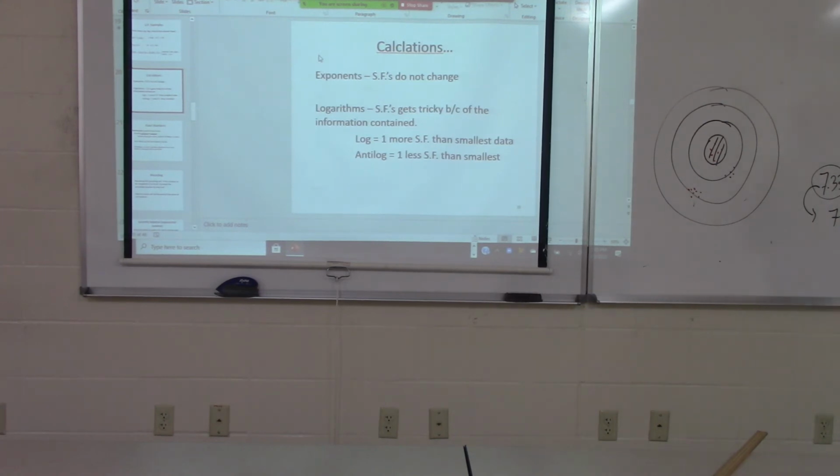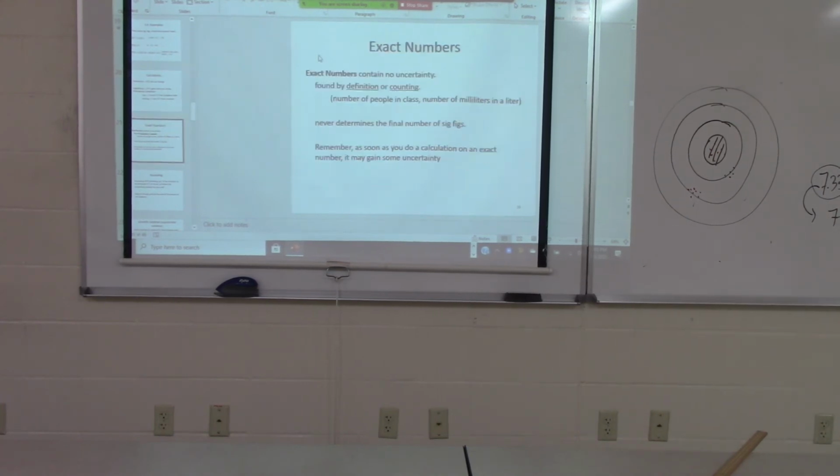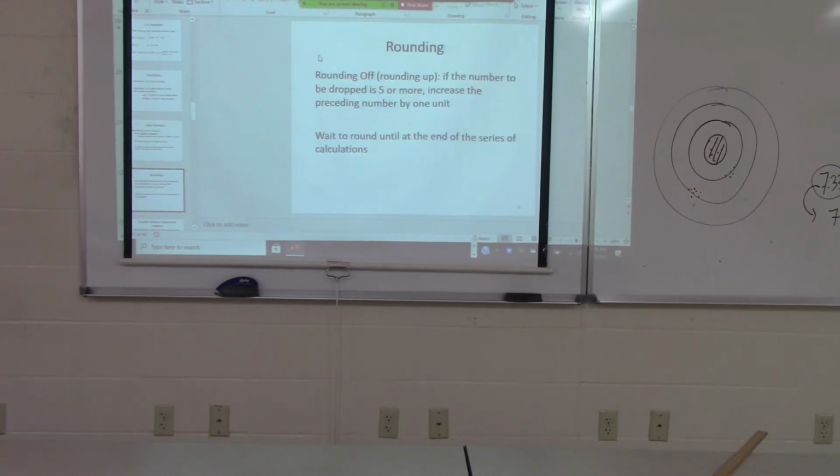Okay, next one. Exact numbers are the numbers with infinite significance. They contain no uncertainty. Rounding numbers, I just did. If the adjacent digit is 5 or above 5, you round up to the nearest whole number. That's what rounding numbers is.